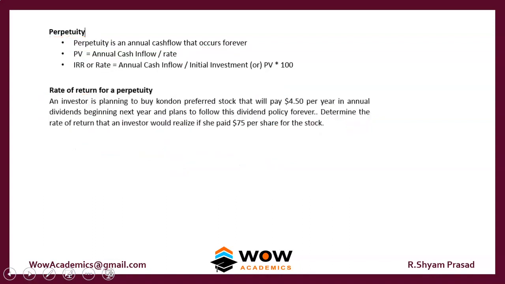We'll move to the next sum. An investor is planning to buy Condon preferred stock that will pay 4.5 per year in annual dividends beginning the next year, and plans to follow this dividend policy forever. Determine the rate of return that an investor would realize if he has paid 75 per share for the stock. So here, this 4.5 is the dividend, so that will be the annual cash inflow, and this 75 is what she has paid. Okay, so that is not the rate. The rate is what you have to find. So this actually is the present value.